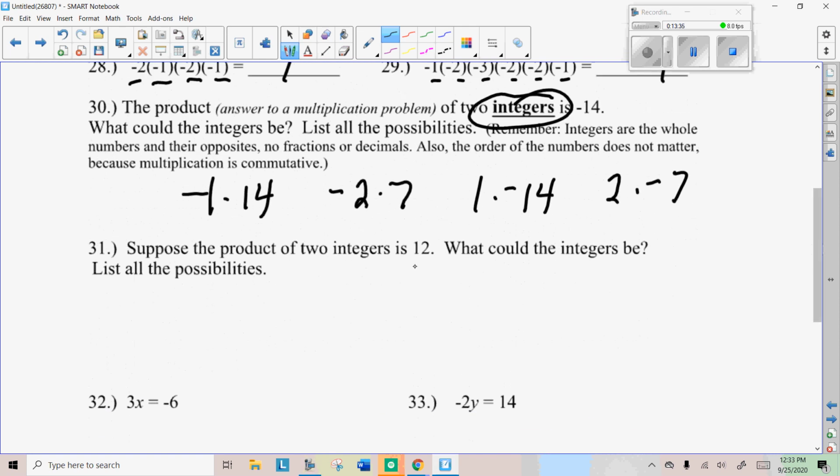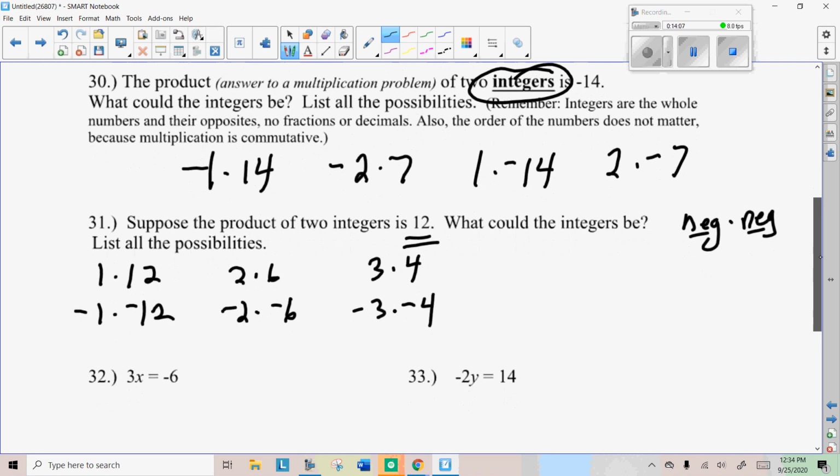All right, suppose you need positive 12. What could the integers be? List all the possibilities. Well, now remember that to get a positive number, you can also do a negative times a negative. So you have to consider those possibilities. So give it a shot here. I'll give you a couple examples. You could do 1 times 12. You could also do negative 1 times negative 12. See if you can get the rest.